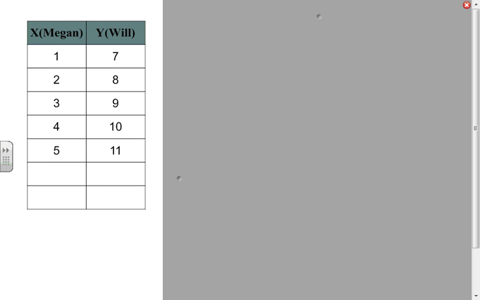I can also use my table to predict what's going on. This is the table we had so far, and I added some extra boxes at the end. Let's look for a pattern. Megan's numbers are going up by 1 each time. Okay? That pattern is going to keep going. So the next number in Megan's list is going to be 6. And the number after that is going to be a 7.